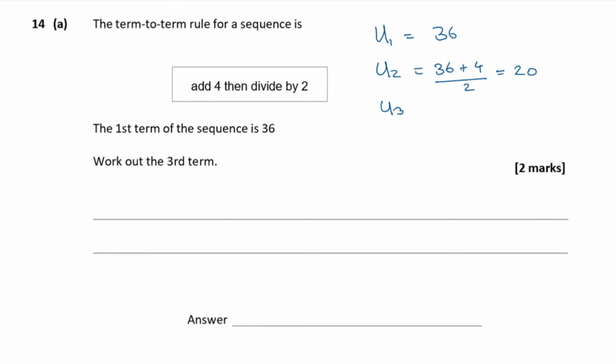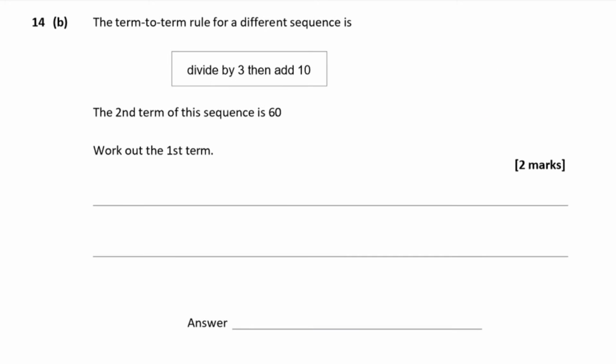And then for U3, I'm going to take my last term, which is 20, add 4, and then divide by 2. So 20 plus 4 is 24. 24 divided by 2 is 12. So that's my third term, it's 12. Part B says the term-to-term rule for a different sequence is divide by 3 and then add 10. The second term of this sequence is 60. Work out the first term.